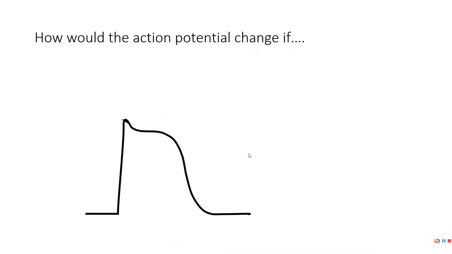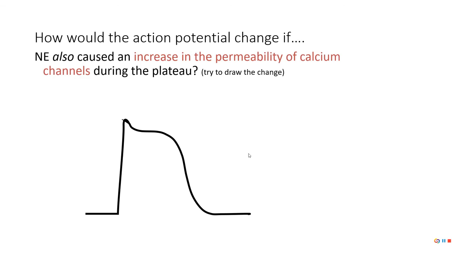So what's this going to do to the action potential? It's actually going to change it. Okay, so norepinephrine, not only does it increase the activity of that pump, but it also increases calcium permeability during the plateau phase. So how's that going to change this action potential? And what's going to happen is we kind of get this second little hump here. So this is due to increased calcium.